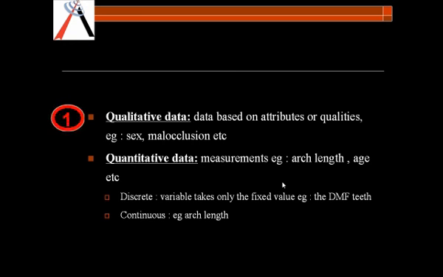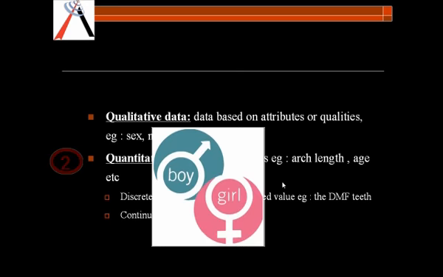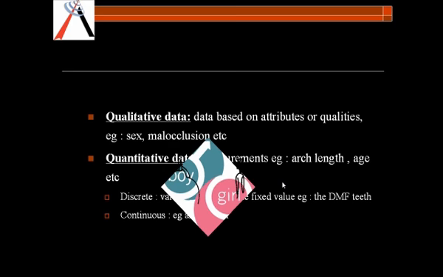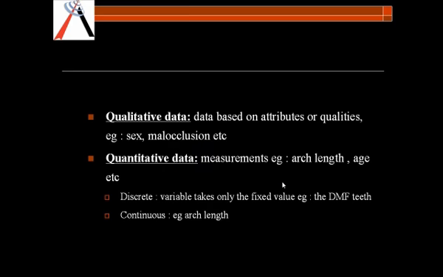Data is of 2 types, that is qualitative data and quantitative data. The names themselves are explanatory. When we say qualitative data, it's something that describes the quality of the data, that is males, females, there can be fat population, thin population. When we say quantitative data, it is the data which could be measured.